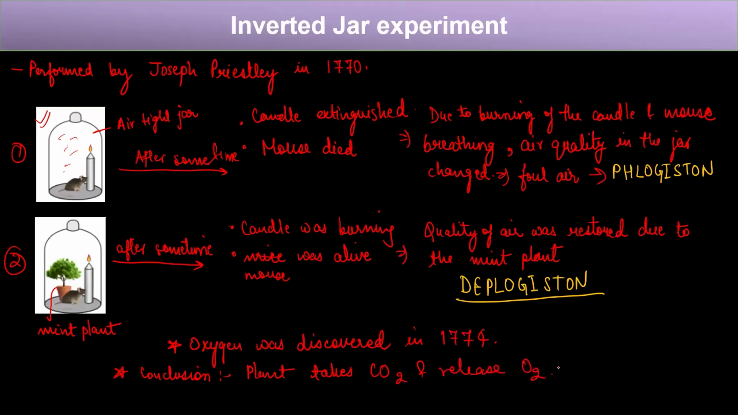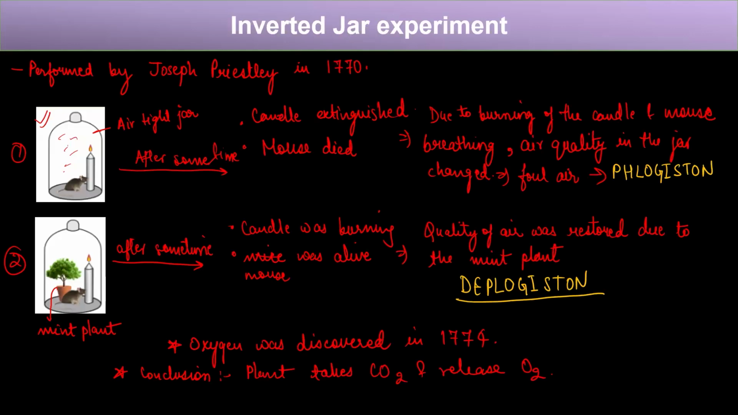Then came another scientist known as Jan Ingenhousz. He performed an experiment along similar lines as Joseph Priestley, re-performing Priestley's experiment with certain modifications. In 1779, Ingenhousz performed the modified inverted jar experiment.